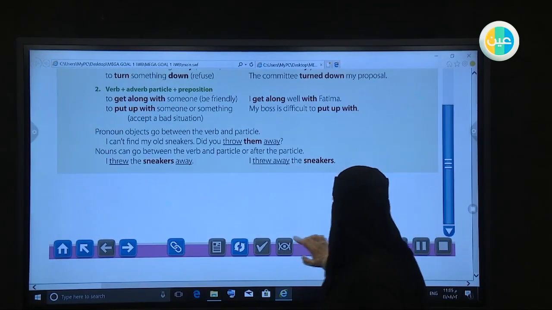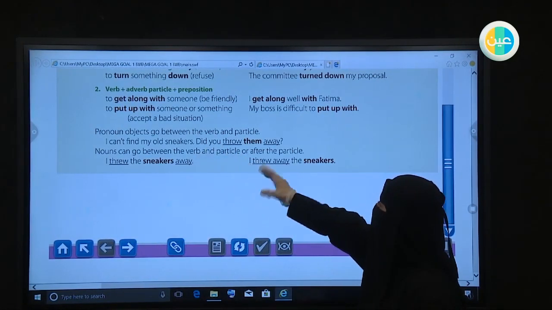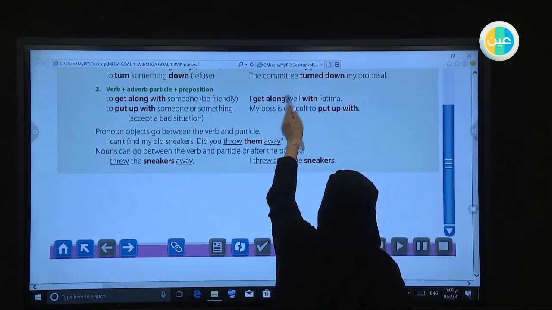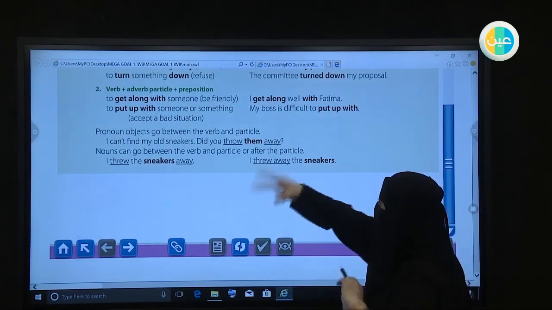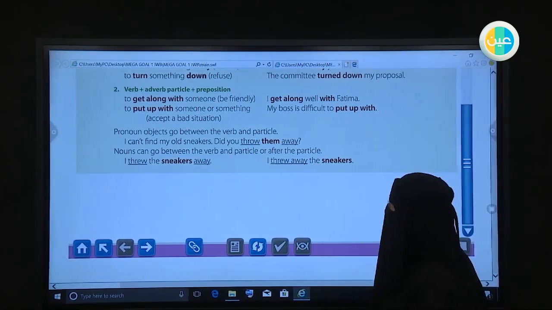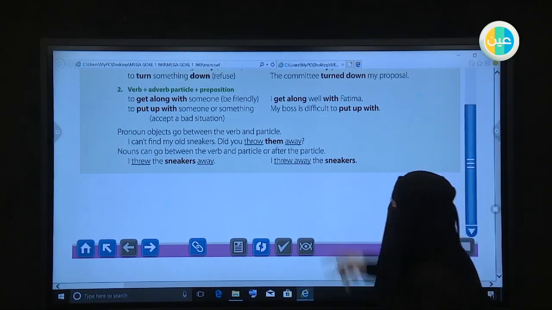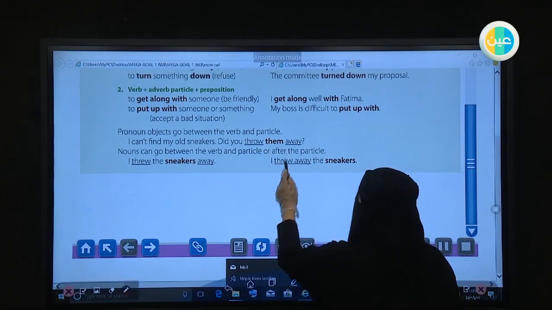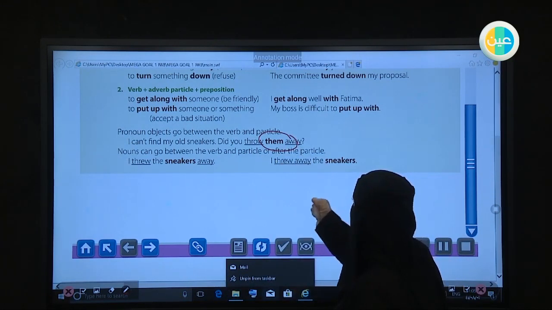After that, they give you pronoun objects go between the verb and particle. They're talking about the pronoun which comes between verb and adverb and prepositions. For example, I can't find my old sneakers. Did you throw them away? So they're talking about that one. So them, did you throw them away?